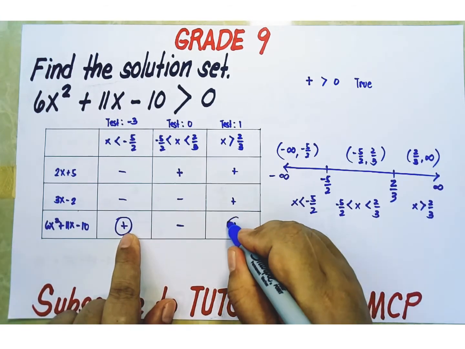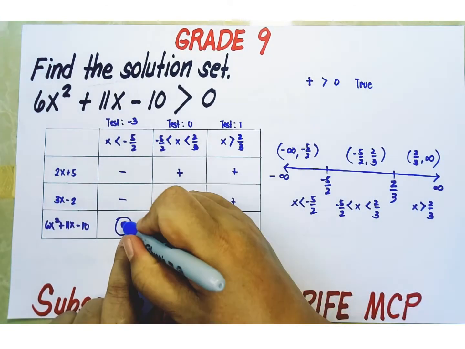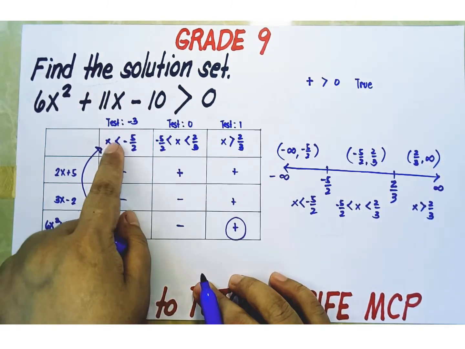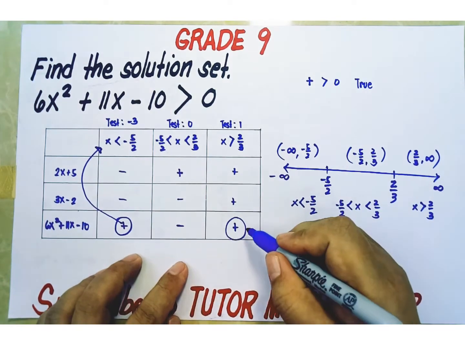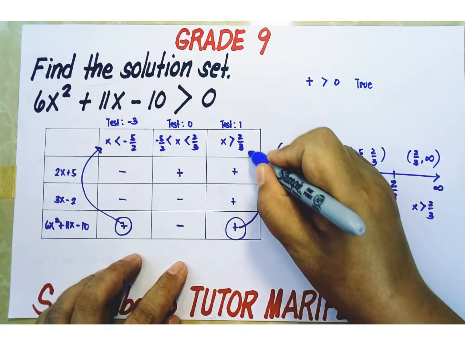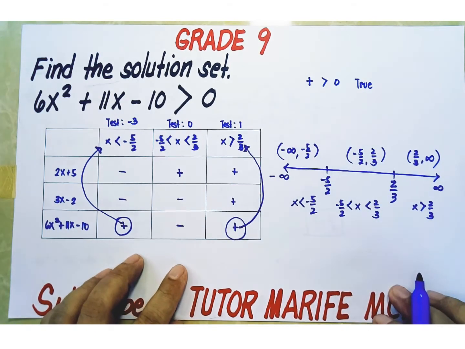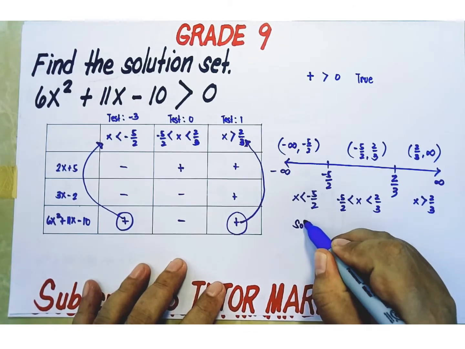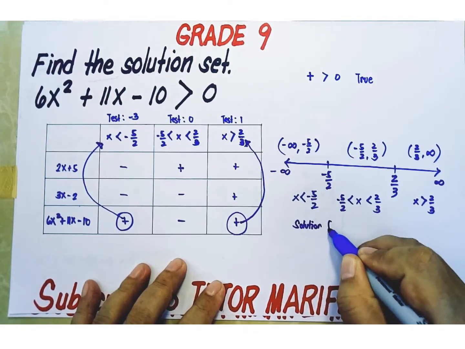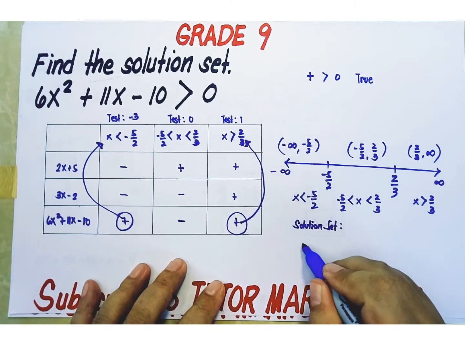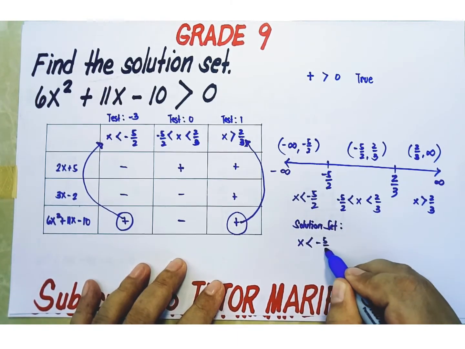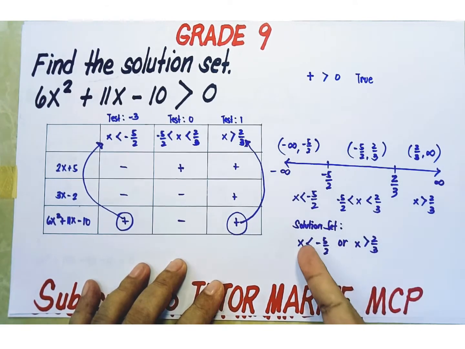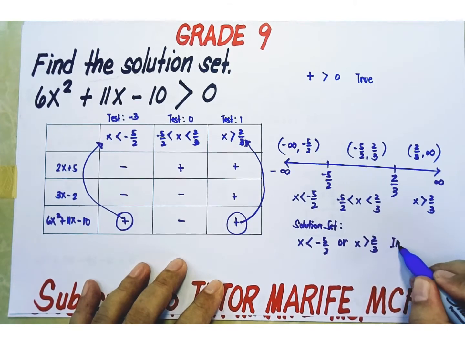This is positive. This is also positive. The corresponding interval of x for this is x is less than negative 5/2, and the corresponding interval for this is x is greater than 2/3. Therefore, the solution set of this given quadratic inequality is x is less than negative 5/2 or x is greater than 2/3. This is in inequality notation.